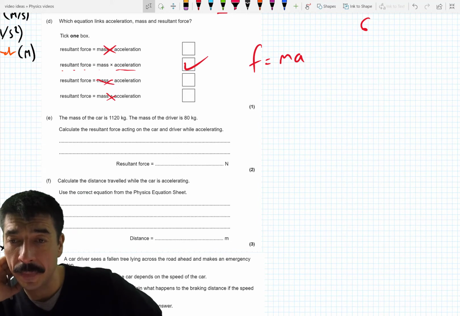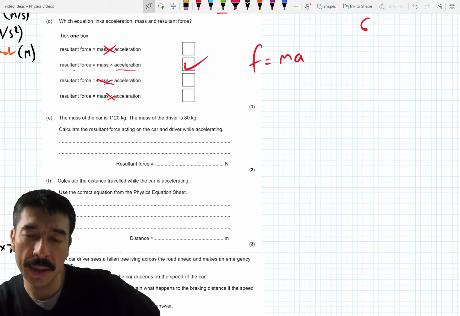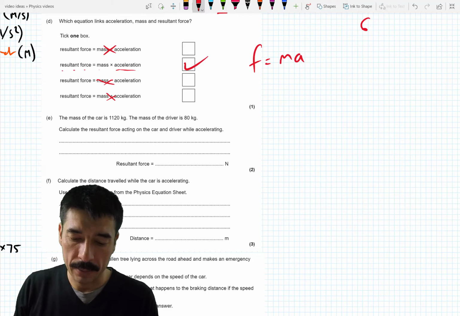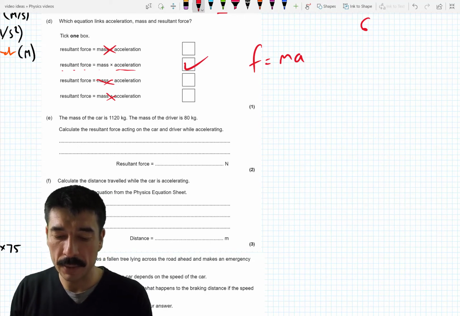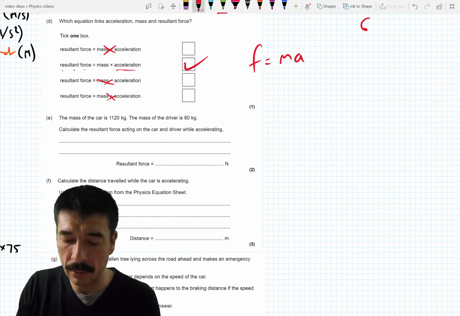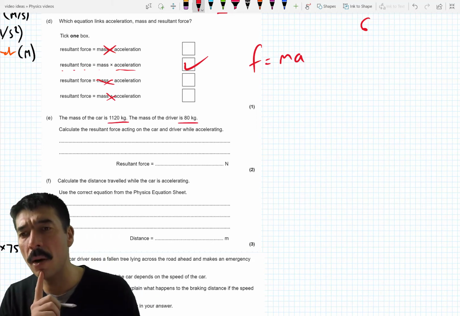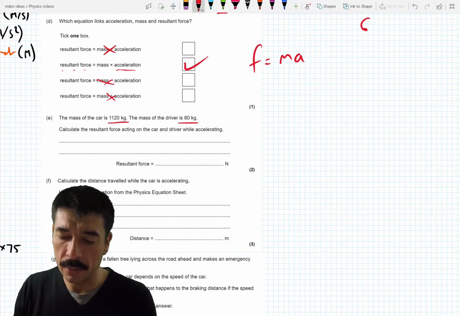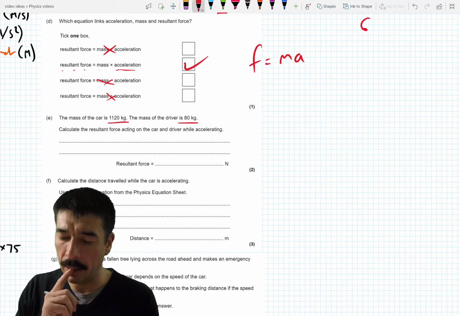Where does it come up? Well, this is part of the thing. You need to be able to discriminate and distinguish when to use the right formulas. Don't just shove a formula in anywhere. So the mass of a car is 1,200 kilograms. The driver is 80 kilograms. We've got two masses given to us. I wonder why they've given us two masses. Calculate the resultant force acting on the car and the driver whilst accelerating.